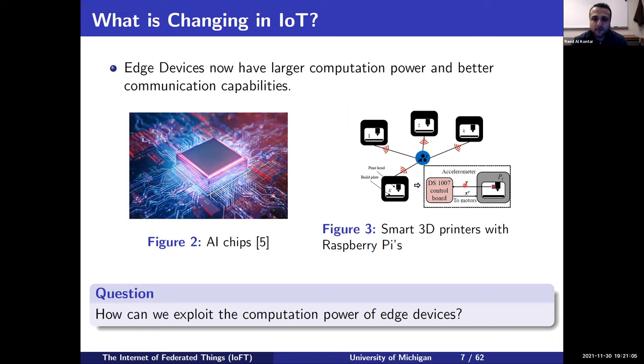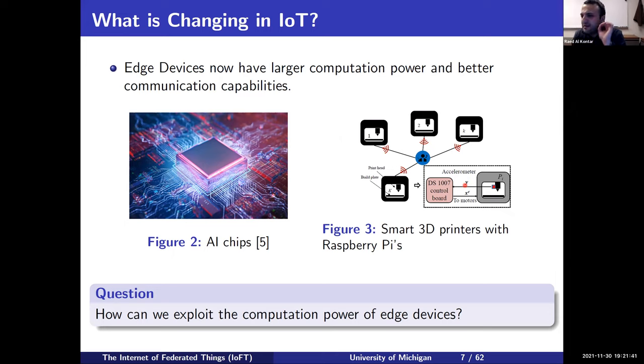Similarly, most autonomous cars right now have very powerful AI chips. And a big reason behind the shortage of AI chips right now is that most edge devices have AI chips installed on them. So this poses a fundamental question for IoT: how can we exploit the computational power that is now available at the edge device, on our phones, on our wearable devices, on our cars, on our 3D printers? Instead of uploading all the data to the cloud, can we exploit the compute power at the edge?